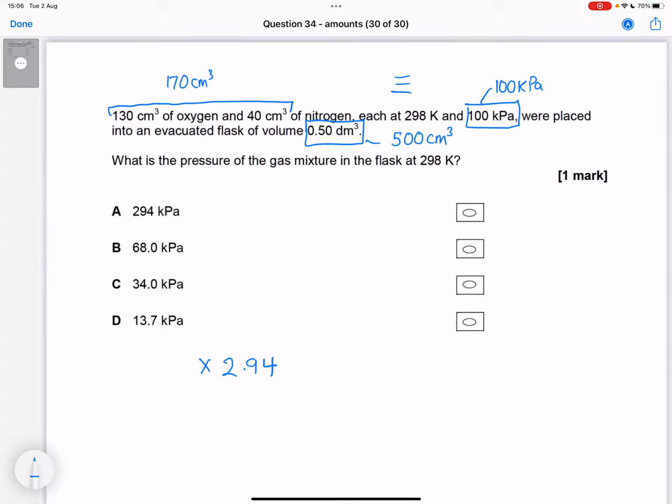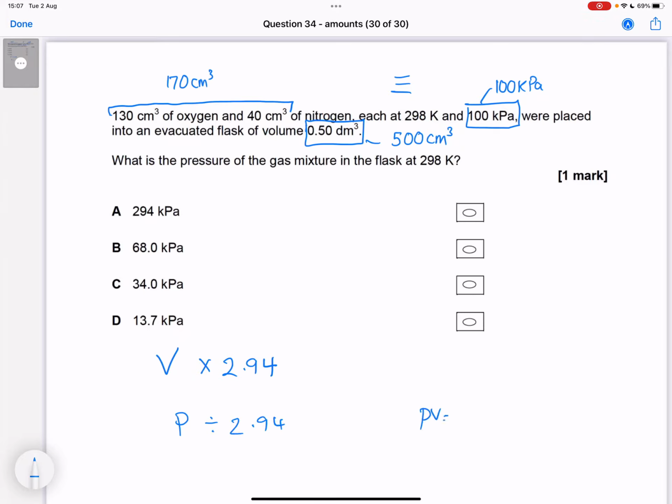Yeah, so because the space in the flask is bigger than the volume of the gases, the gases expand out, and the pressure will decrease by the same amount. So we want to do 100 divided by 2.94, and we're going to get 34 as the answer on the calculator.